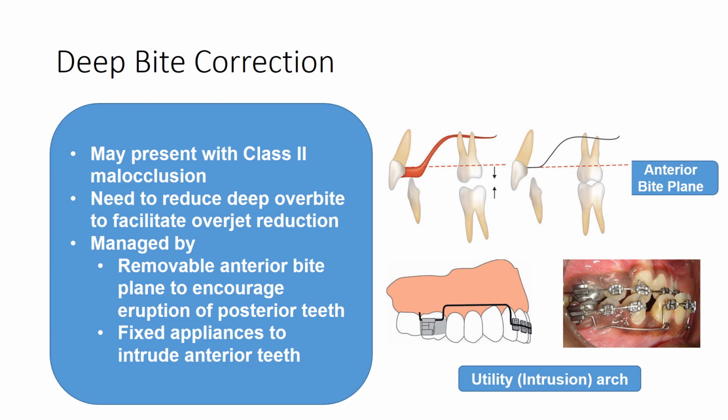Now, sometimes when a class 2 division 1 presents with a deep bite, correction is necessary for overjet reduction. Okay, and this can be achieved by using a removable anterior bite plane which encourages eruption of the posterior teeth. Also, it can be undertaken using fixed appliances by way of utility arches to intrude the anterior teeth.